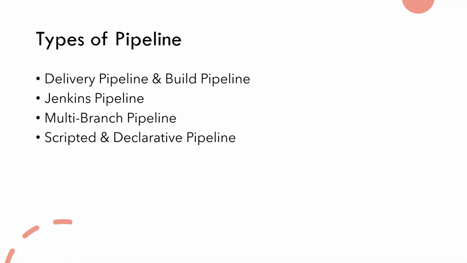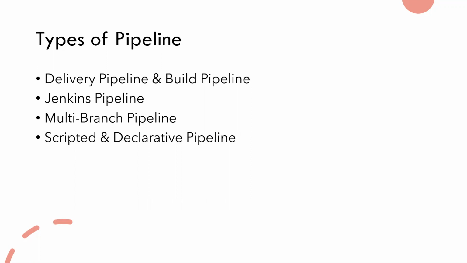But Jenkins provides different types of pipeline. One is the delivery and build pipeline. Another is the Jenkins pipeline. Another is multi-branch, and the last one is scripted and declarative. The very important ones are scripted and declarative pipeline, because that is what you write in real-time industry. Now we will see most of them.